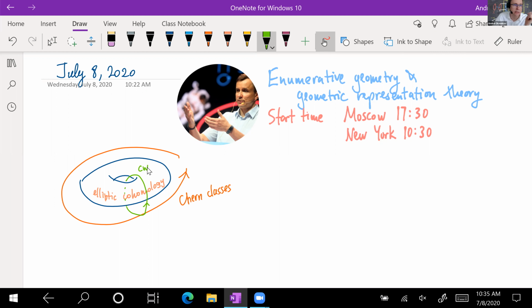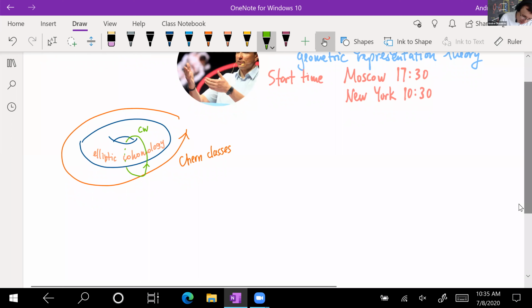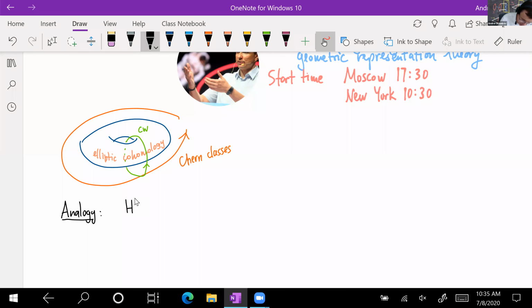Let me get my notes here. So maybe the analogy would be with ordinary cohomology of X with coefficients maybe in some ring. So we want multiplication, so R would be a ring.